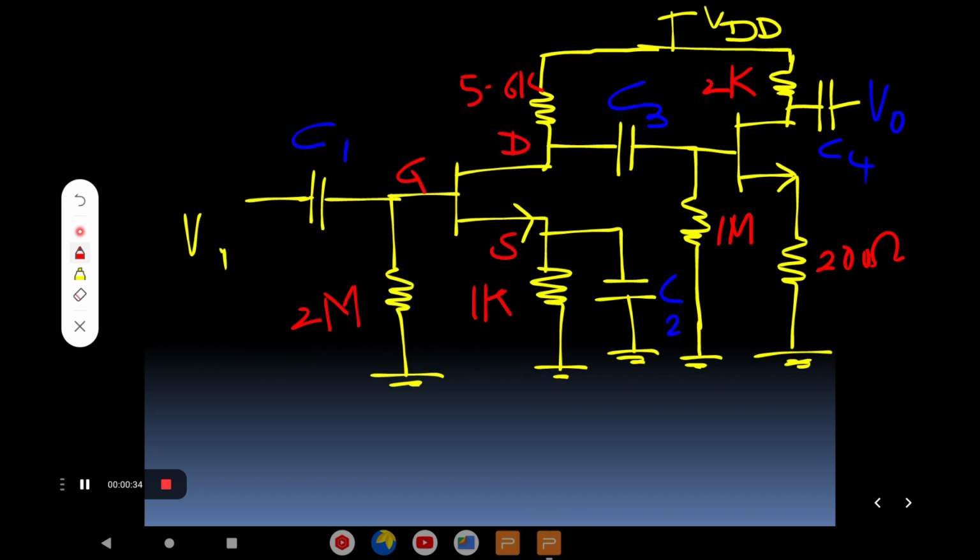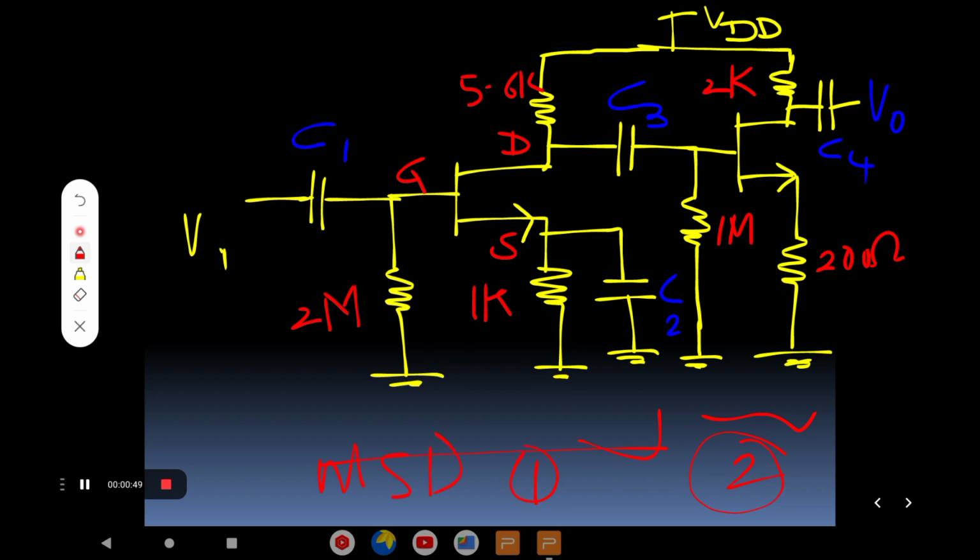So the circuit diagram for this case is this. Obviously, it is a multi-stage amplifier. Up to this point it is one stage, and this is the second stage. So stage 1, stage 2. That means it is nothing but a multi-stage amplifier.